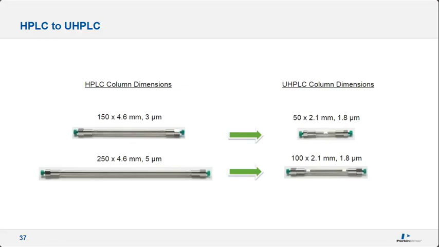And the same effect occurs if we need to reduce from a 5 micron particle that's contained in a 250 millimeter column of 4.6 millimeter ID. We can reduce that by utilizing a 100 millimeter column with a 2.1 millimeter ID, and again, utilizing the 1.8 or the sub 2 micron particle.